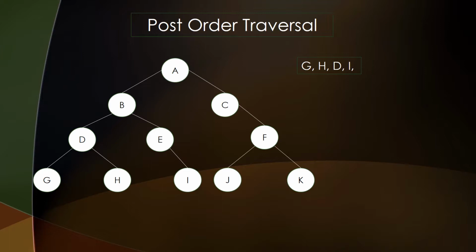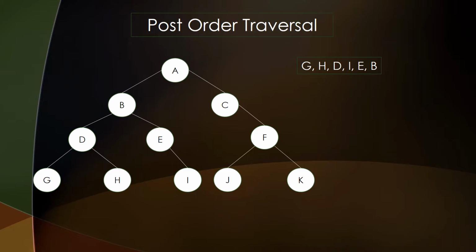The next step is to insert the root node. E is the root node for the subtree of E and I, so E will be inserted into the array next. And hence we have inserted E into the array. Now finally, for the subtree of B, we will insert the root node B, as the algorithm states, and hence we have inserted the node B into the array.